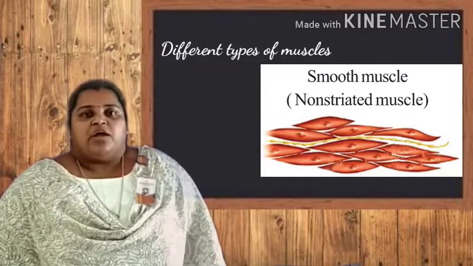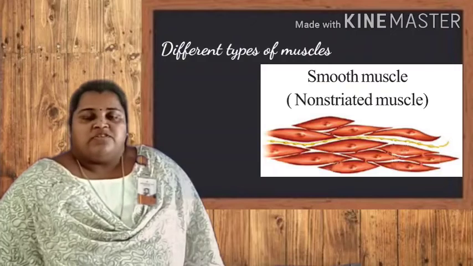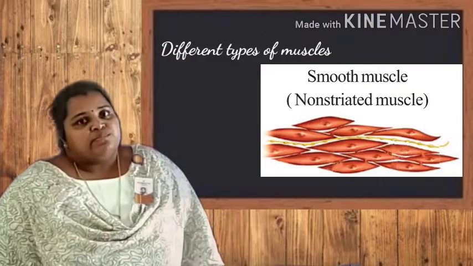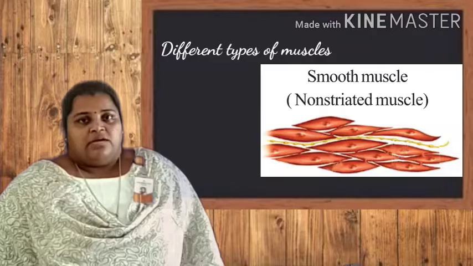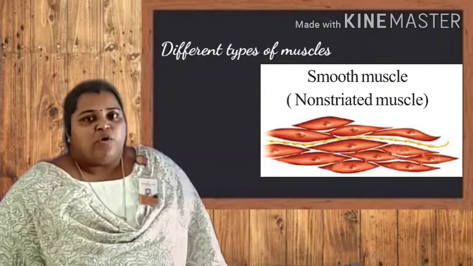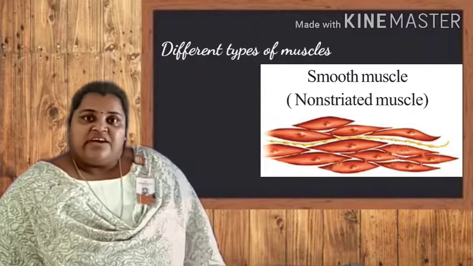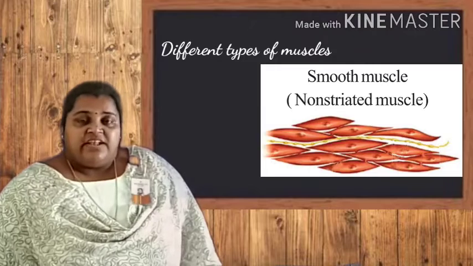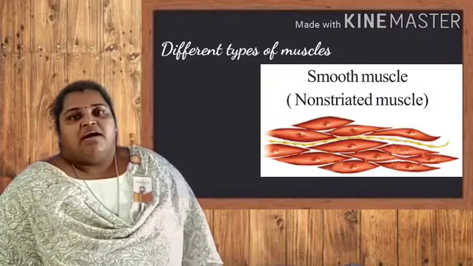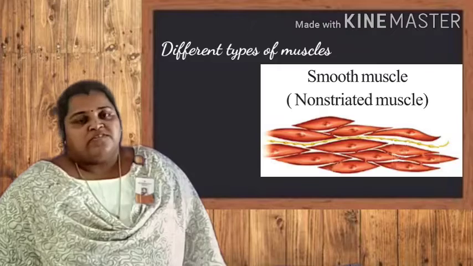Involuntary movements in our body are made possible with the help of smooth muscles. The muscles in the stomach, intestine, blood vessels, etc. are examples of smooth muscle.